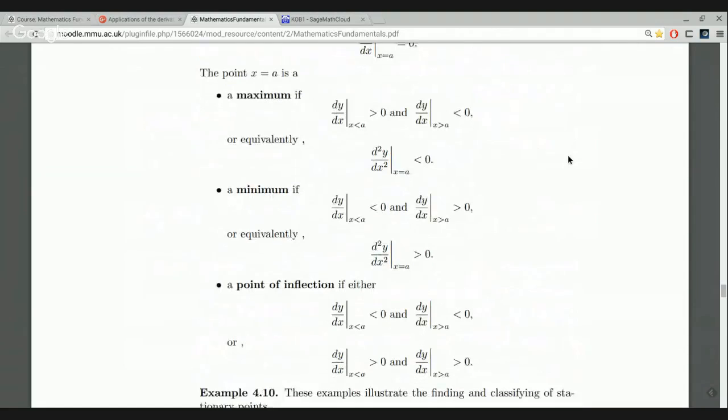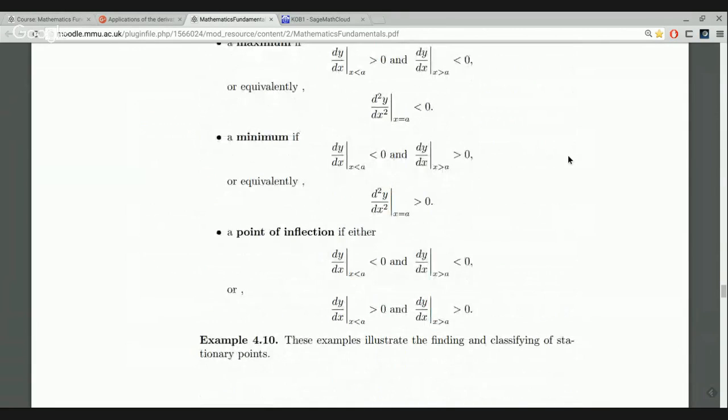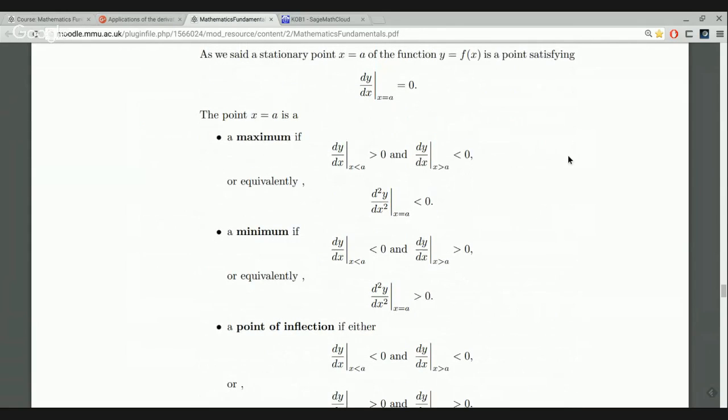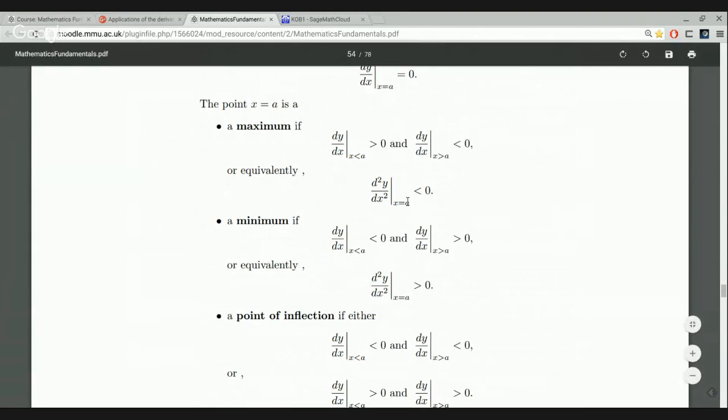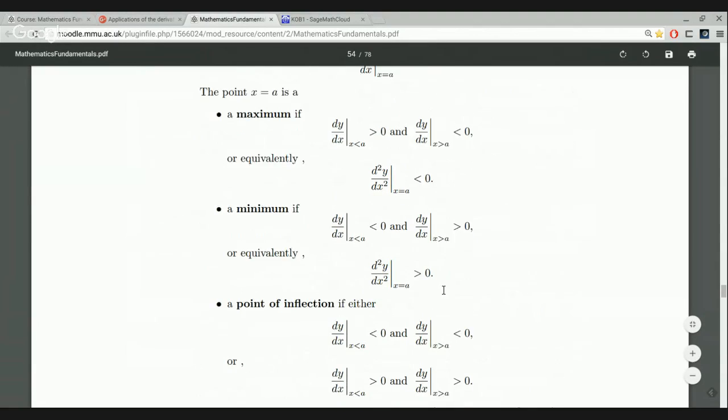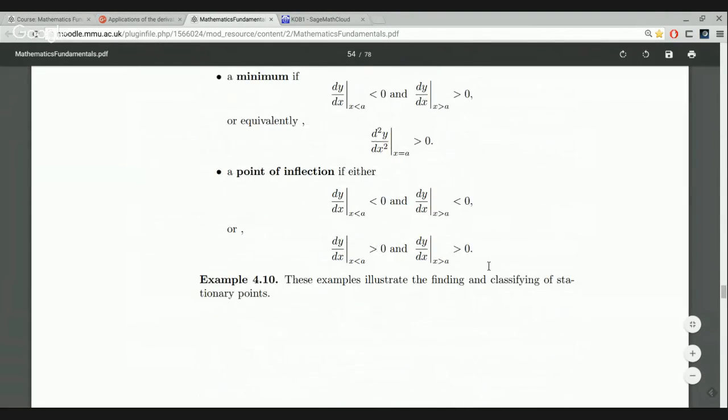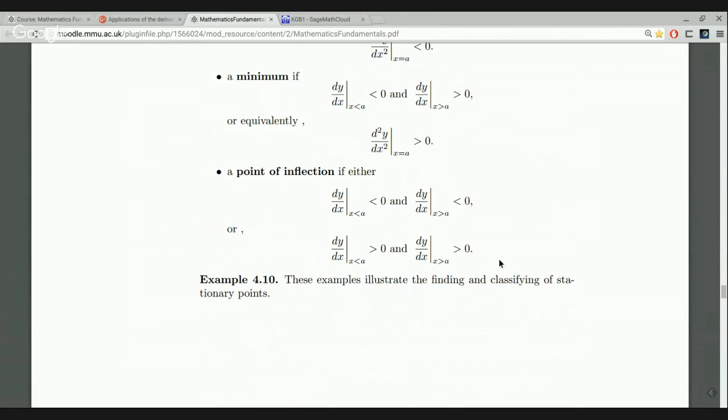Okay. So the way to classify the points is outlined there on that page, just a summary of what I've been saying. So negative second derivative for a local maximum, positive second derivative for a local minimum. Points of inflection are kind of characterized by the first derivative having the same sign on either side of the point of inflection.